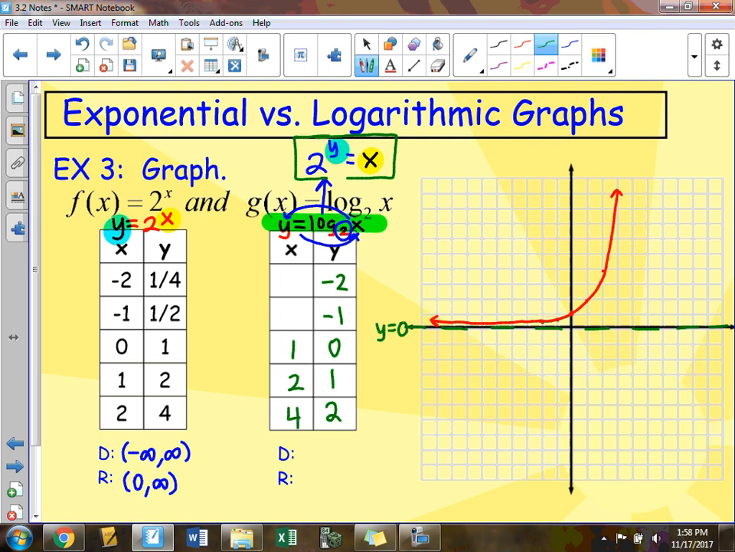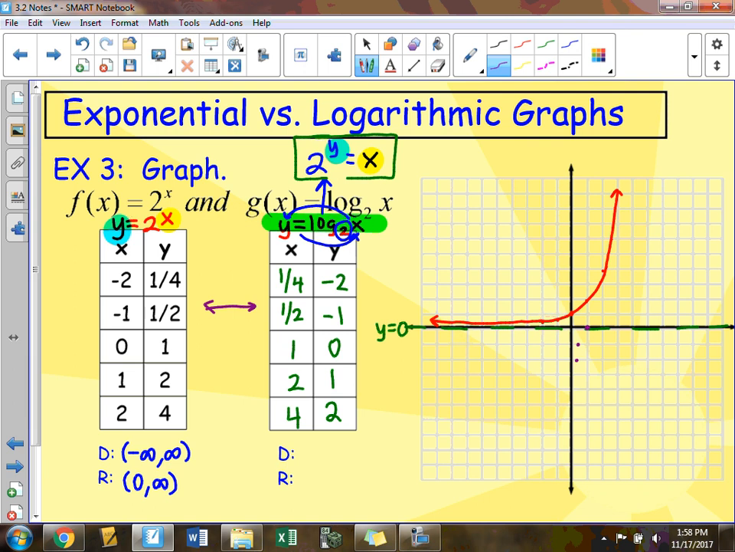We do the negatives as well. 2 to the negative 1 is 1/2. 2 to the negative 2 is 1/4. So what you should recognize between these two tables is that we've switched x and y. -2, 1/4 went to 1/4, -2. -1, 1/2 went to 1/2, -1. So as we graph the second one, we would have 1/4, -2 and 1/2, -1.